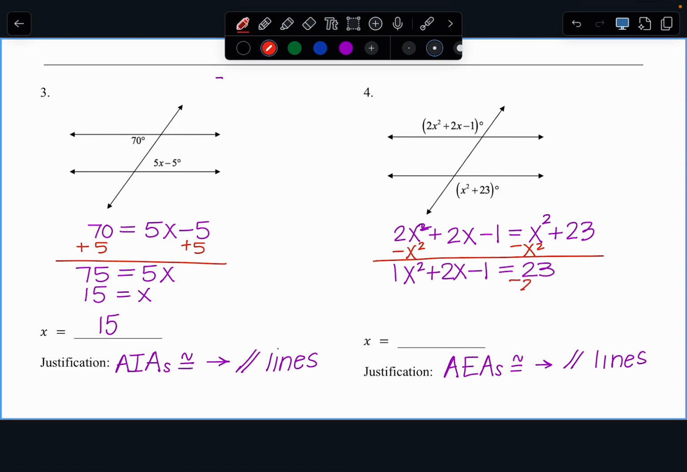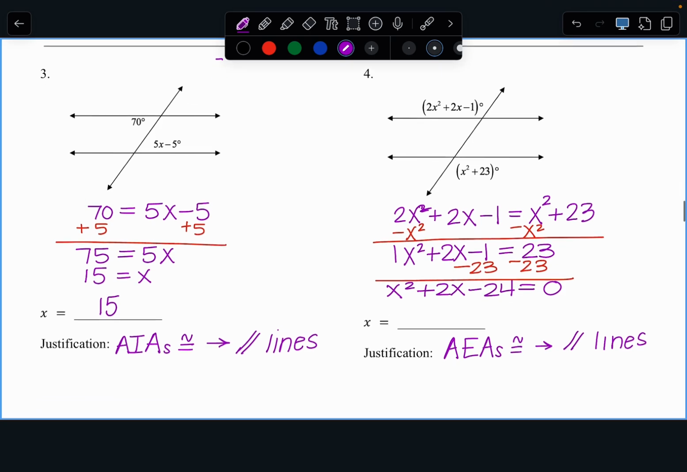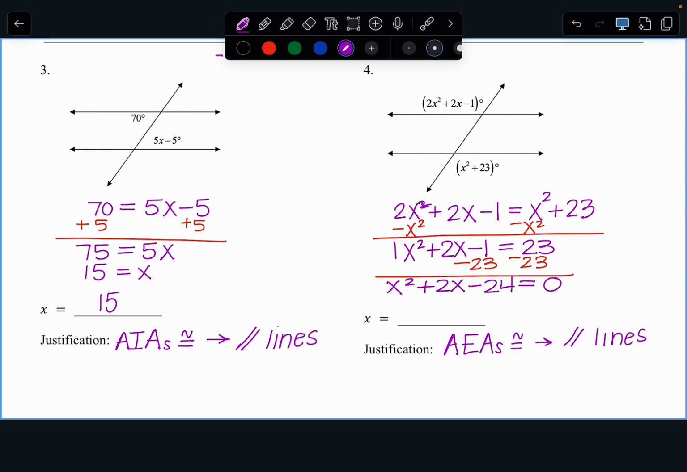And then you want to subtract 23. When we do that, we have x squared plus 2x minus 24 equals 0. And this is something that you would solve by factoring. I'll just tell you how to factor. The questions that I want you to focus on are more like 1, 2, and 3. But being able to set up something like number 4 is what I'm really wanting you to focus on.